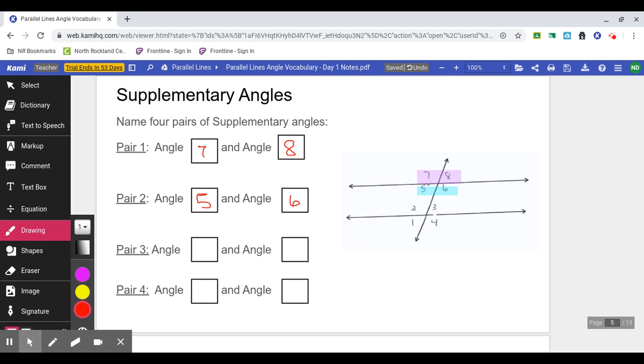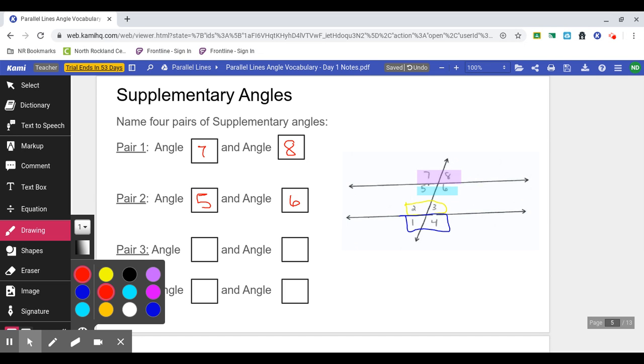Now I could stay on that first parallel line and say 5 and 7 are supplementary, or 8 and 6, but I'm just going to go down to the next parallel line. And I know 2 and 3 are supplementary, and I know 1 and 4 are supplementary as well. So angle 2 and angle 3 are supplementary, and angle 1 and angle 4 are supplementary. Okay, again, there are others that you might have, which is absolutely fine. There are 4 more pairs of supplementary angles that we could have written.